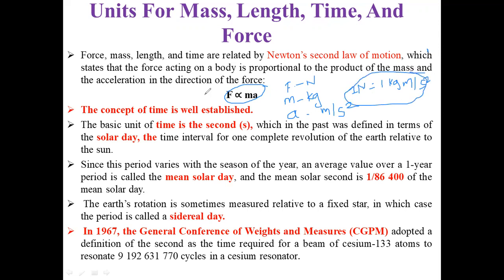So this is given by Newton's second law of motion. F is directly proportional to the mass and acceleration. What is the statement of Newton's second law of motion? The force acting on a body is proportional to the product of mass and acceleration in the direction of force.